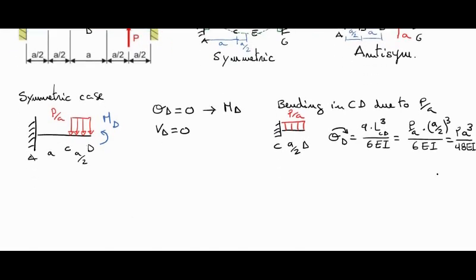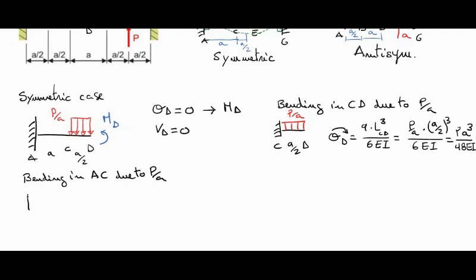Now, in order to calculate the effect of bending between A and C, what we do is we draw the part of the structure between A and C. This is bending in AC, because of the P over A distribution of load.